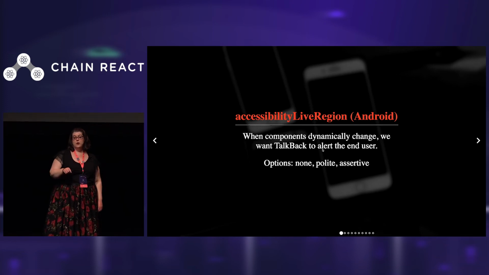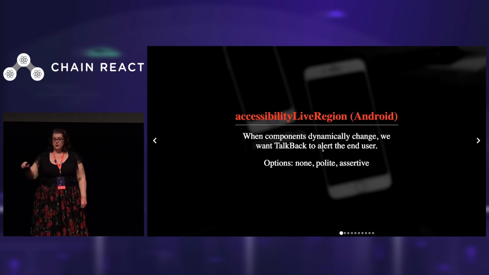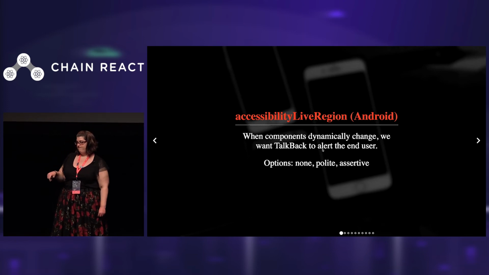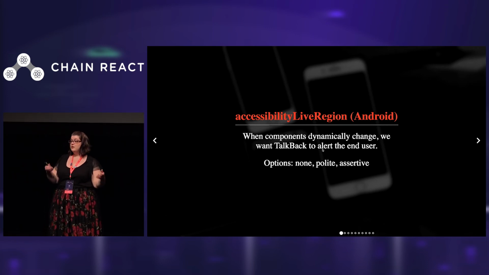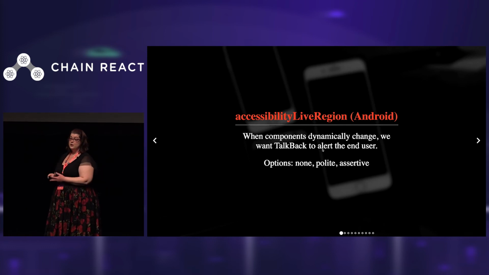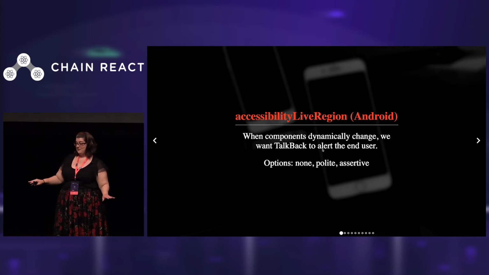All right, so this is great for a dynamically updating section that you need the user to know about, or a dynamically updating section that you need to make sure the user doesn't know about. None, make sure the user doesn't know about it. Polite just tells them, and tells them what it is that's updated. And assertive stops everything and tells them what it is that updated.